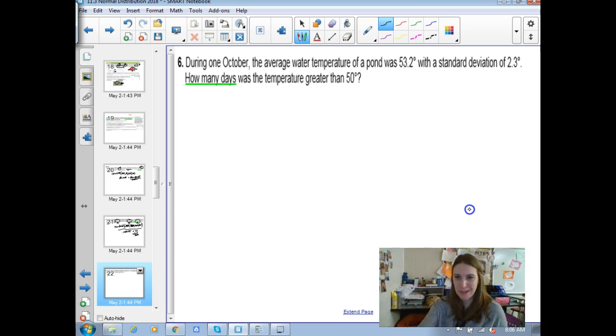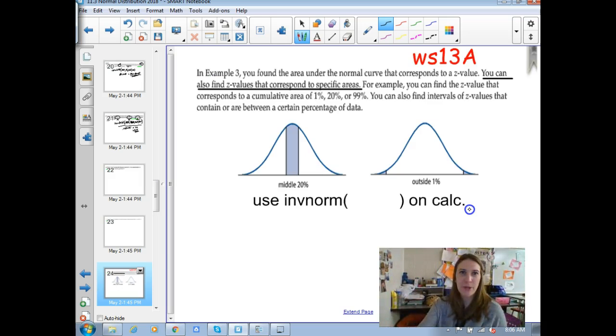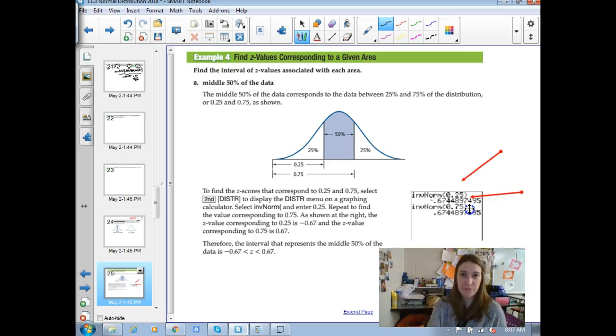All right, during 1 October, average water temperature. All right, this is getting boring. I'm going to move on. There's a concept right here on worksheet 13. We can actually find the z-scores using inverse norm on our calculator. So if you want to know where on the normal curve you're falling, you can use what's called the inverse norm, and it is in the, I think, distribution menu, but I'll have to double check that in a second. So, yep, it is.